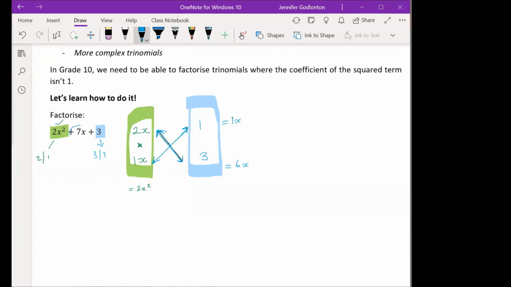And if I talk about this multiplication over there, that would give me 1x times 1, which is 1x. And I'm trying to get 7x. And so 1x plus 6x would give me 7x. So that means that those both need to be positives.